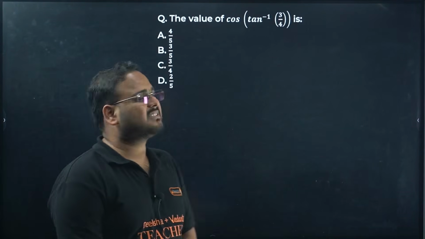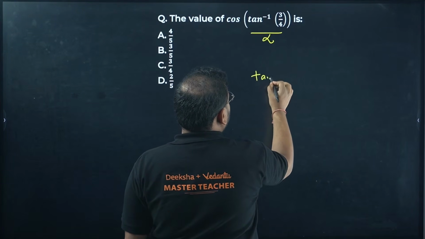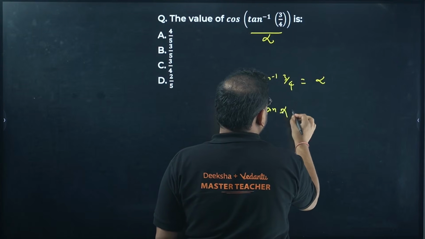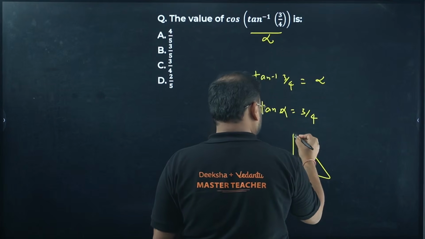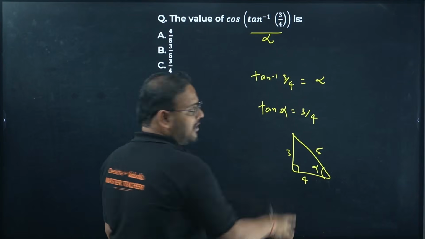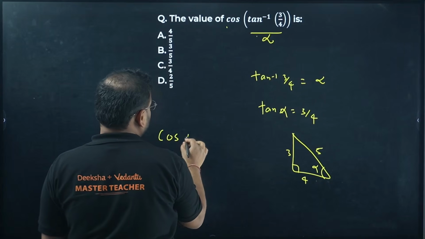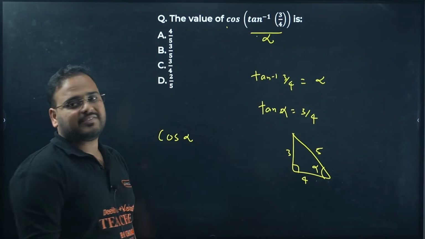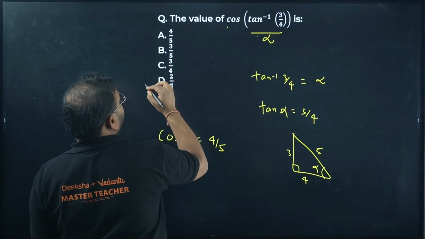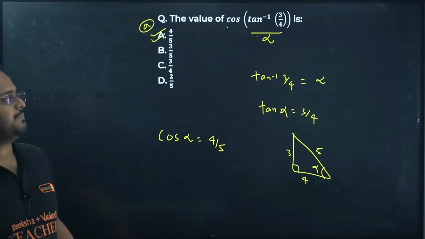The value of cos of tan inverse 3 by 4. Very simple question. Take this value as alpha. Tan inverse of 3 by 4 is alpha. Tan alpha is 3 by 4. This is alpha, this is 3, this is 4, and this is 5. How come 5, sir? Pythagorean triplet, we know that. What are they asking? Cos of alpha. So cos of alpha, base upon hypotenuse, so 4 upon 5. Problem? No. 4 upon 5 is the right answer.